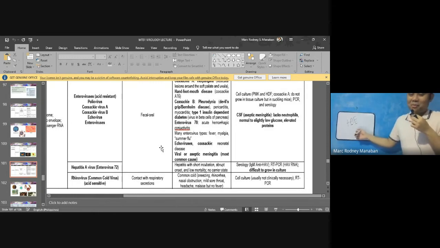Okay, very easy to remember, di ba? Don't forget. Kinsa itong mga hepatitis viruses na fecal oral ang route of transmission? Tae. AE, hepatitis A and hepatitis E virus.